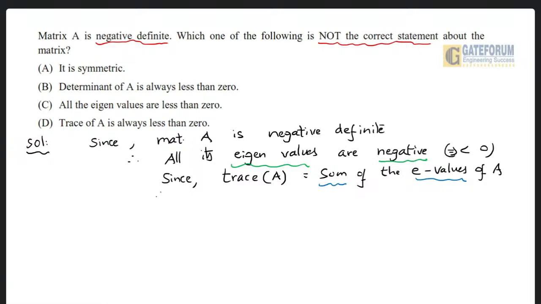So therefore, trace of matrix A: since all eigenvalues are negative, the sum of all eigenvalues is also negative. When all the numbers are negative, adding all those numbers, you will get a negative number only. So trace A is also negative. What does negative mean? Less than 0. Or you can write it like this, less than 0. Okay.